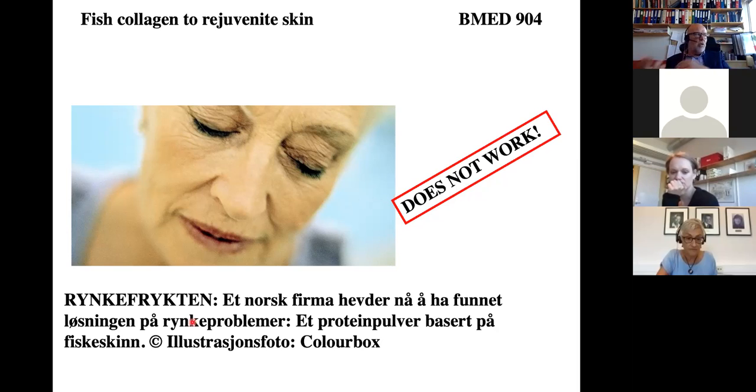And in Norway, of course, you can buy fish collagen. And if you eat these tablets, your wrinkles are supposed to go away. However, this does not work. When you take collagen in orally, it is degraded into individual amino acids. And individual amino acids do not know that they should go to the skin and make your wrinkles disappear to make new collagen. So all fake.